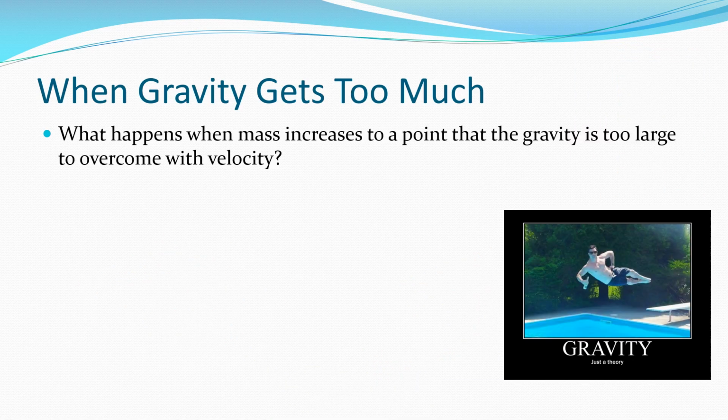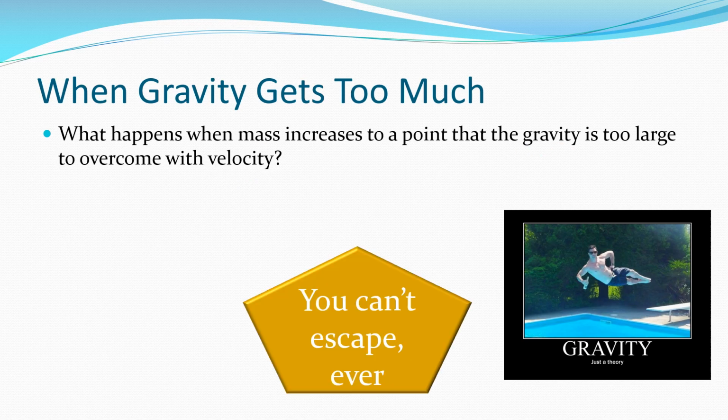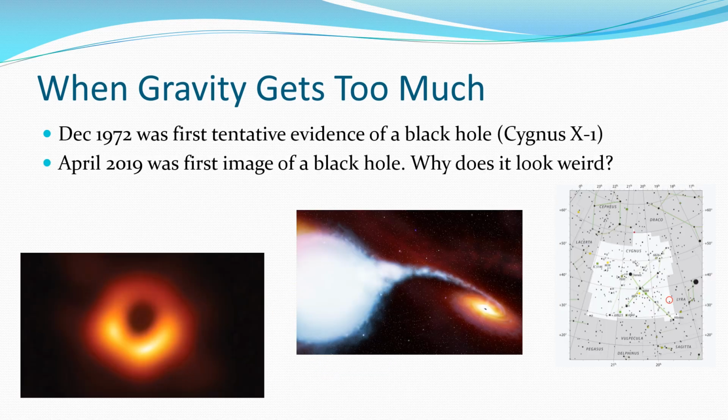Okay, what happens when mass increases to a point that the gravity is too large to overcome velocity? All right. So when mass gets so big that your velocity moving away from it is just not enough to overcome the gravitational field, you can't escape ever. Think about it. What do we call this sort of scenario? When there's something so massive, so much mass that you'll never get away, we call it a black hole.